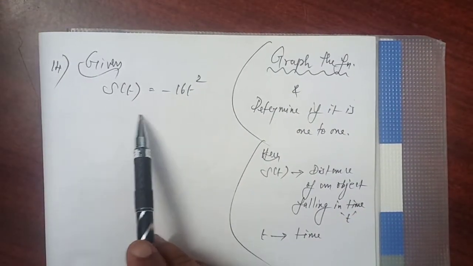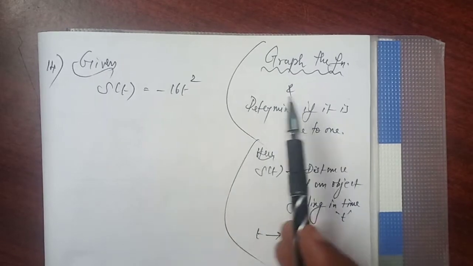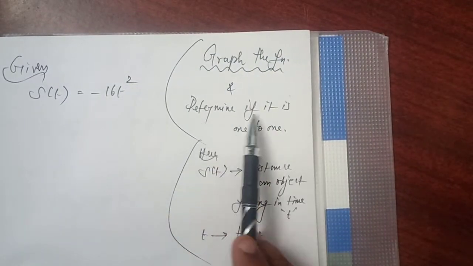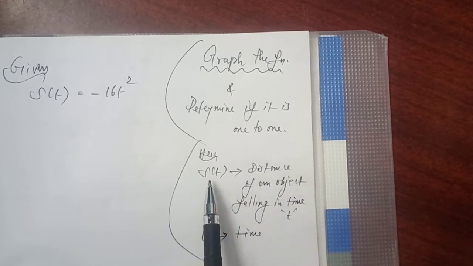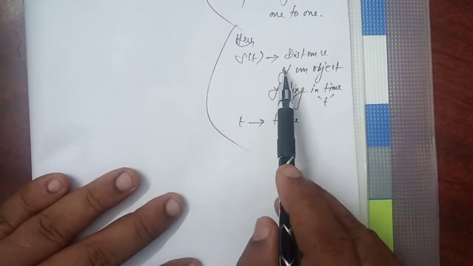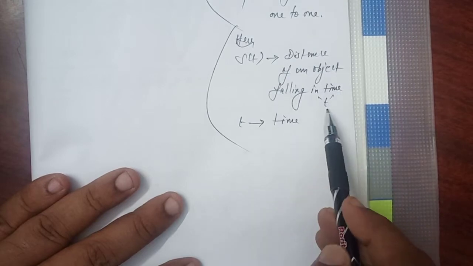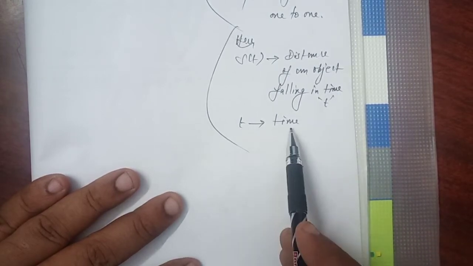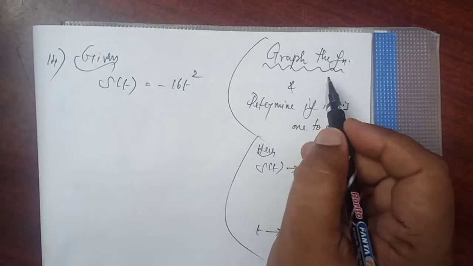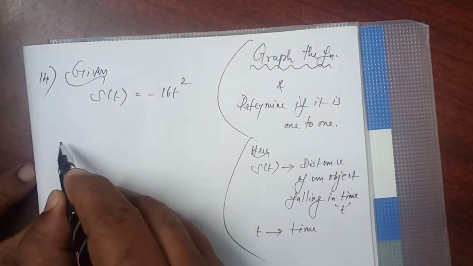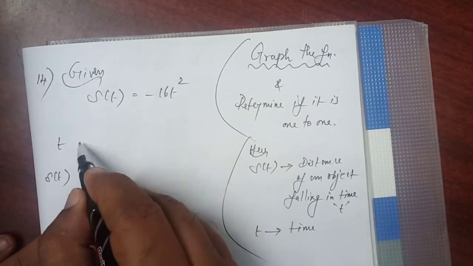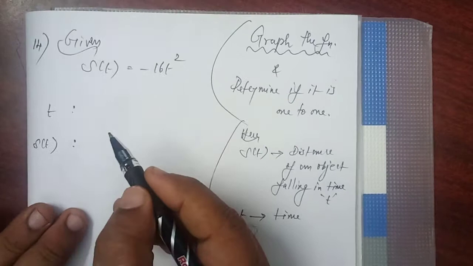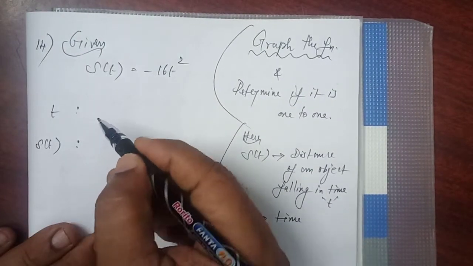Here is the function s of t equals minus 16t squared. We have to graph the function and determine if it is 1 to 1. That means you have to verify whether the given function is 1 to 1 or not. Here s of t is the distance of an object falling in time t, and t refers to time. For graphing the function, I take the time on the x-axis and s of t on the y-axis. Time cannot be negative. The initial time can be 0.